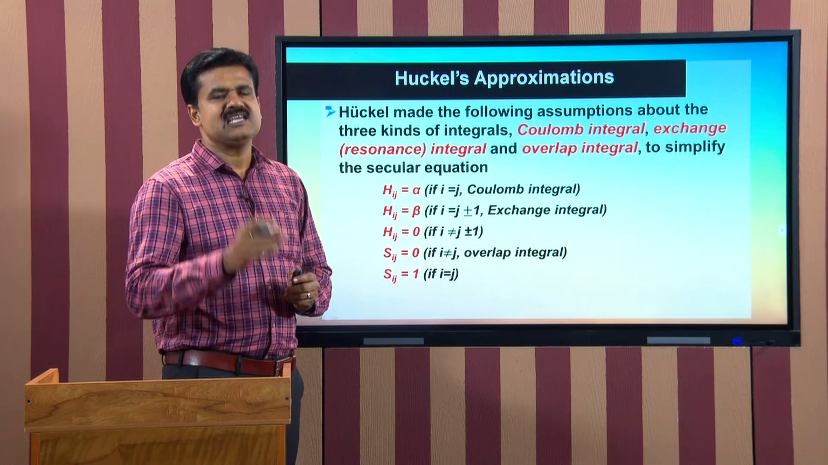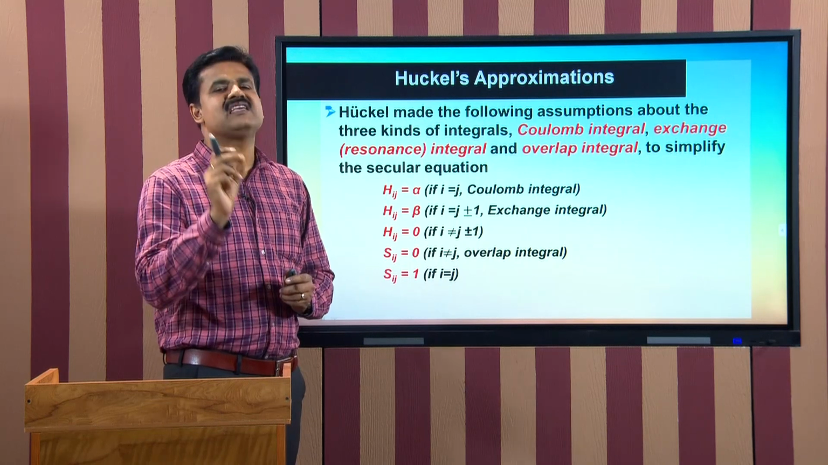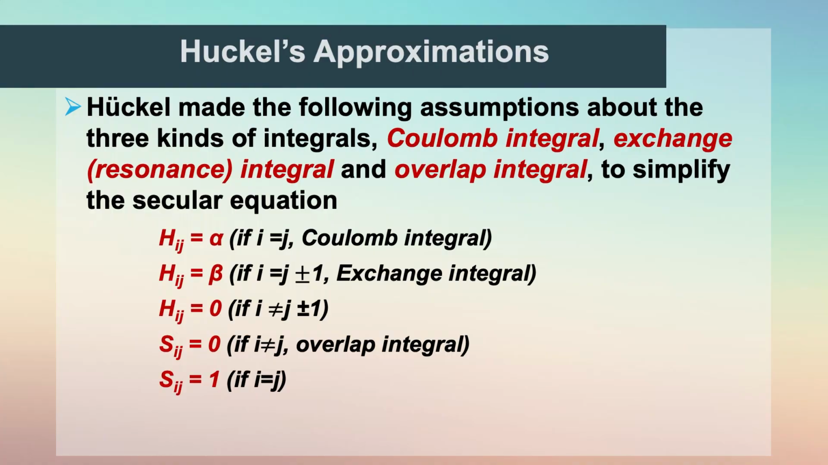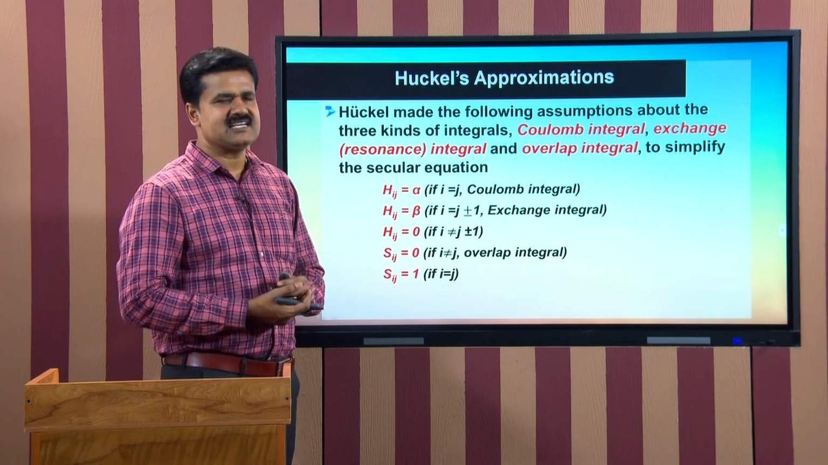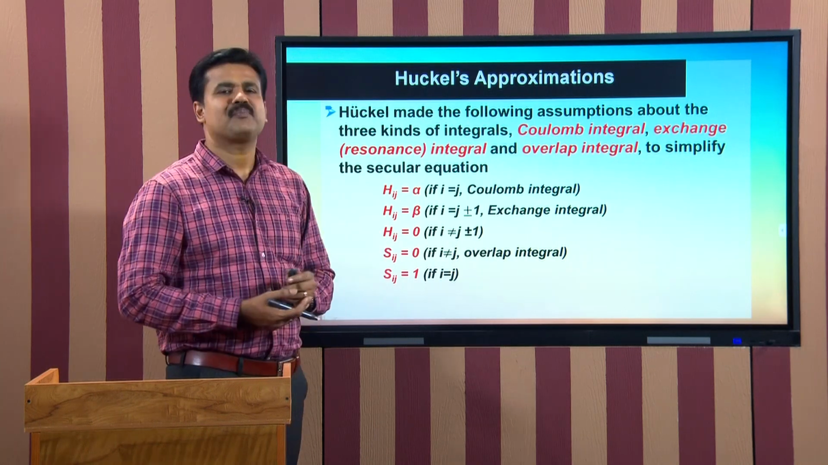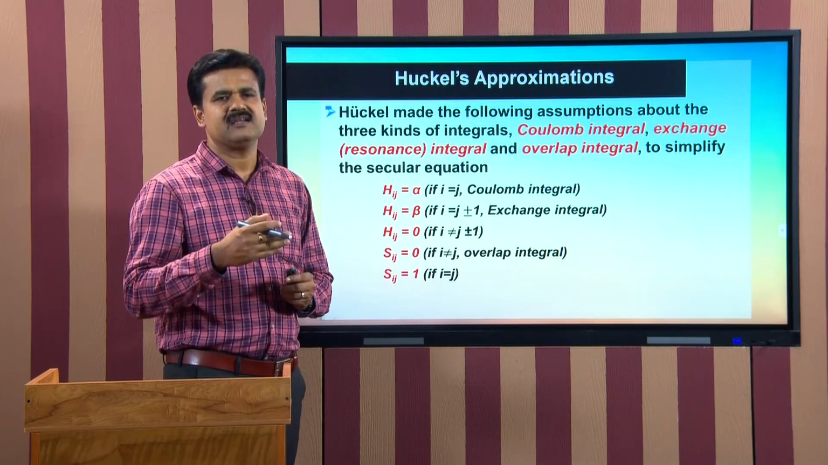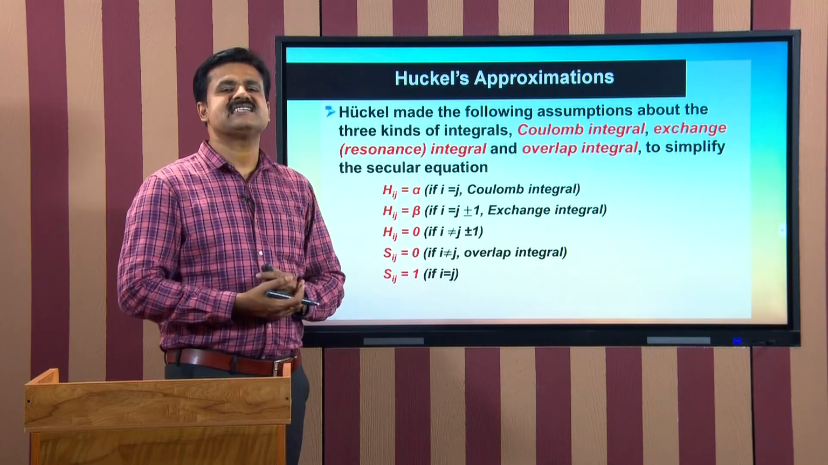It means that if you are seeing a Coulomb integral, that is i equal to j, we can put its value as alpha. Then Hij is taken as beta if it is an exchange integral. Moreover, there must be a connection between i and j. The connection is that i equals j plus or minus 1, that is, there is one unit difference between i and j. In such a case, Hij is taken as beta.